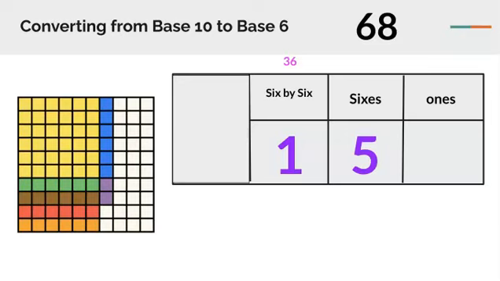There, I colored in all the groups of 6 I could. I was able to make 5 groups of 6 in all those other colors there. So I'm going to put a 5 in the 6's place. At this point, I have 2 purple 1s or units left over, so I will put a 2 in the 1's place. This means the number 68 in base 10 is equivalent to 152 in base 6.